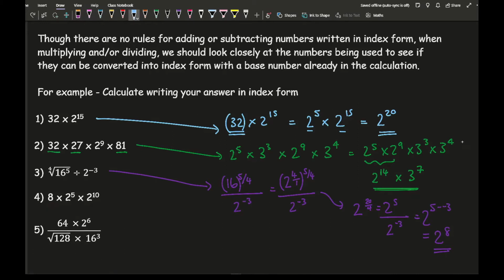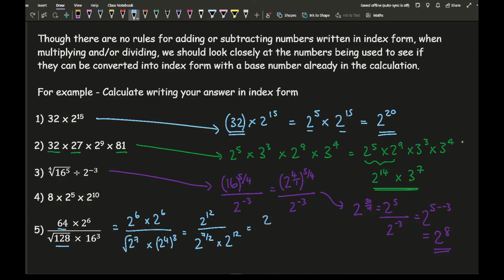So then moving on to this, I convert 64 as 2 to the power of 6 times 2 to the power of 6. Now here I've got square root of 128, so I can write 128 as a power of 2, and that's going to be 2 to the power of 7, and then that's square rooted, times, and I can write 16 as 2 to the power of 4 to the power of 3. Now if I just do a bit of simplifying, I've got 2 to the power 12 at the top, then here I've got 2 to the power of 7 over 2 multiplied by 2 to the power of 12.